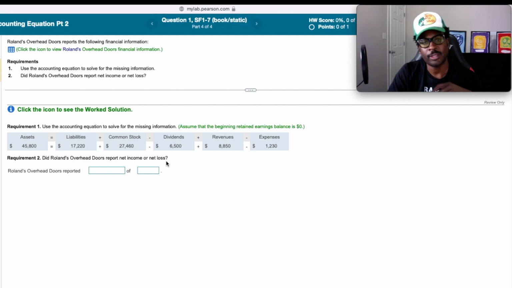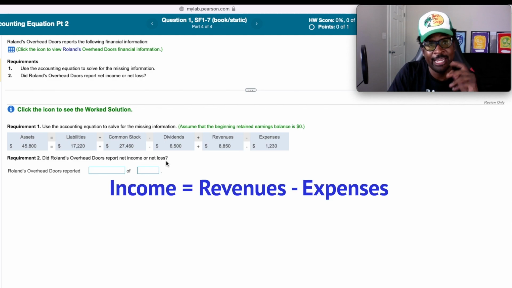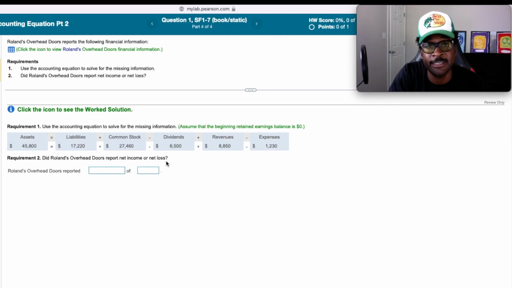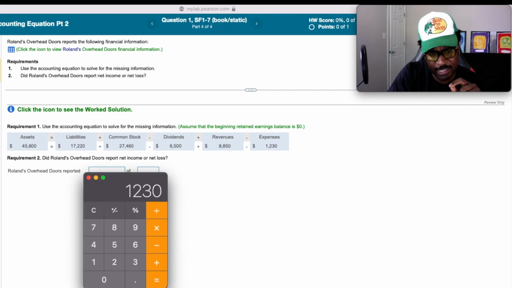Okay. So we already know that retained earnings is income again. And anytime that you have income, we measure income by taking our revenues and subtracting our expenses. If our revenues are higher than our expenses, we call that a net income. But if our expenses exceed our revenues, we call that a net loss. So obviously we have revenues of $8,850 and they're exceeding our expenses, so we know that it's a net income.